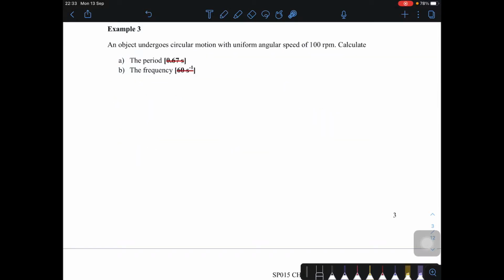Okay, last one, example 3. An object undergoes circular motion with uniform angular speed of 100 rpm. Calculate the period and the frequency. So we are given the omega, okay, 100 rpm, and then question asks what is value for T and what is value for frequency. So this one is very straightforward.